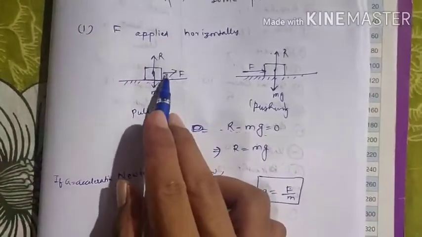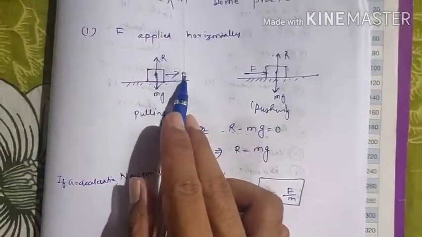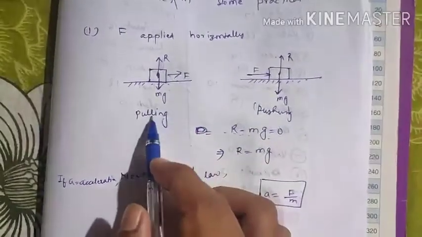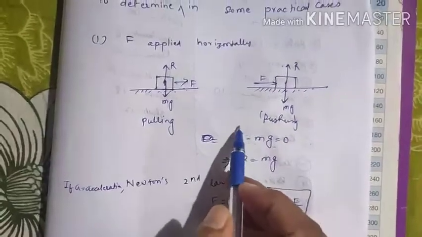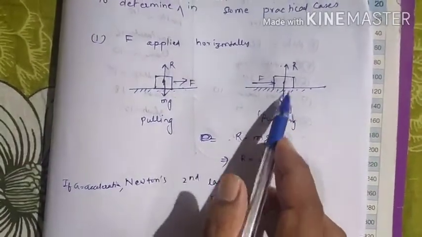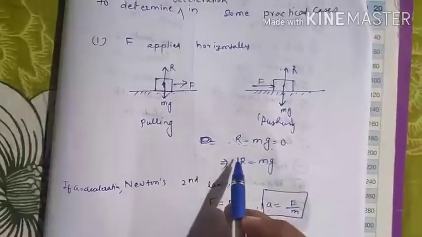Understood. So F is the force acting towards this direction horizontally. This is the example of pulling. It can be pushing also. For both cases, R minus mg equals 0. These two forces are equal and opposite, therefore R equals mg.